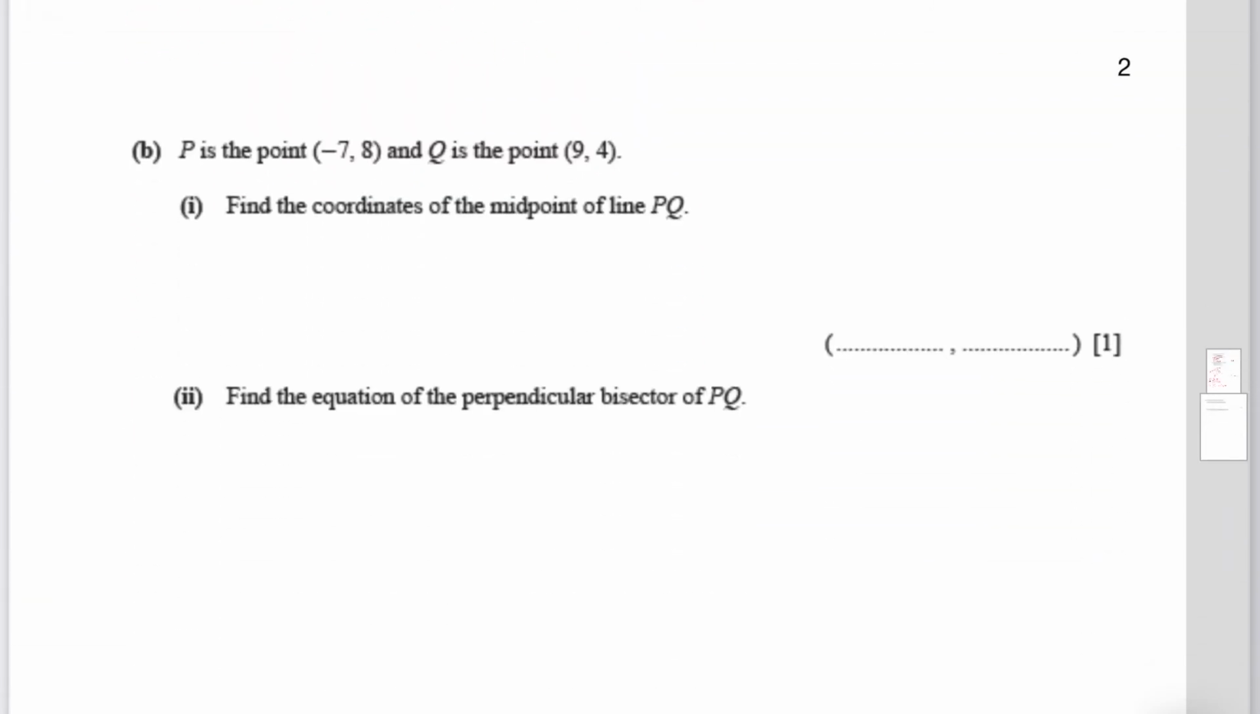The next part says P is the point -7 and 8 and Q is the point 9 and 4. Part 1 says find the coordinates of the midpoint of line PQ.